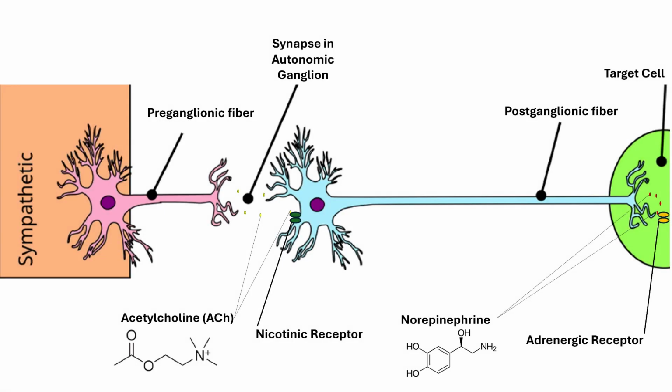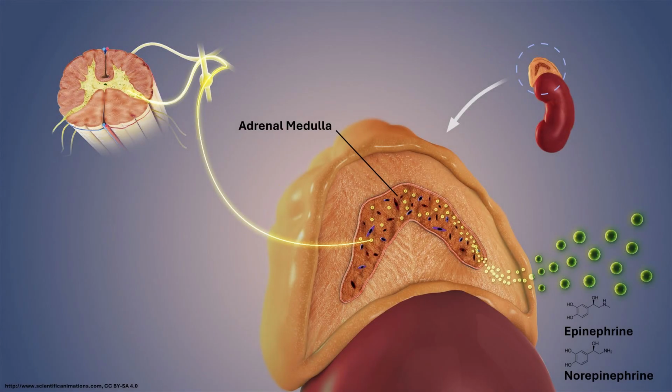Adrenergic receptors bind to norepinephrine and epinephrine. Norepinephrine is the primary neurotransmitter released from postganglionic fibers in the sympathetic division. Both epinephrine and norepinephrine are hormones produced by the adrenal medulla under control of the sympathetic division. These hormones travel in the blood to amplify the fight or flight response throughout the body.